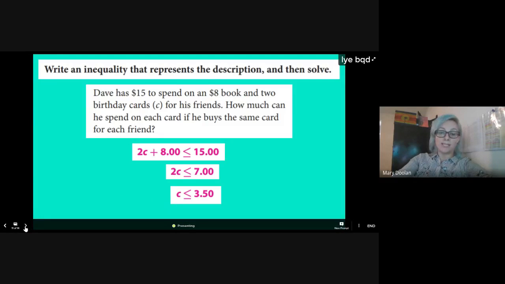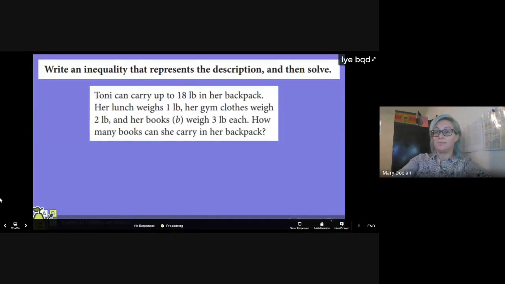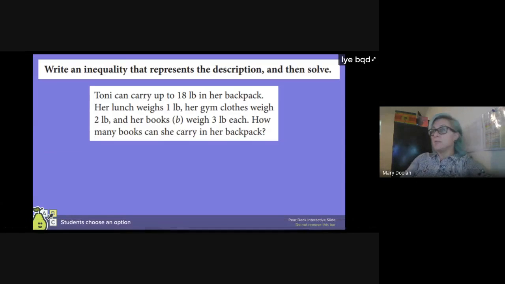Any number that is less than or equal to $3.50 will work in this problem. Okay. So we're going to read through this problem together, and then you're going to pick one of 2 options. All right. So we're going to write an inequality that represents this description first, and then we'll solve it later.